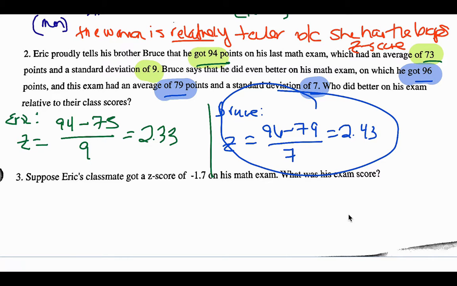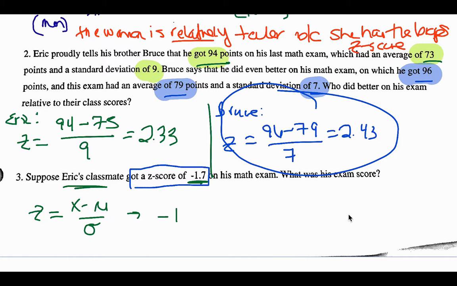Ooh, now we're changing the problem. Suppose Eric's classmate got a z-score of negative 1.7. What was his exam score? So this is Eric's classmate. So we're going to use the green data here, and we're going to work backwards. If z equals your data minus the mean over the standard deviation, and we know our z-score, the standard deviation was still 9. The class average was still a 73. We just don't know x. So it's a little bit of algebra here. That's why you all had an Algebra 2 prerequisite.